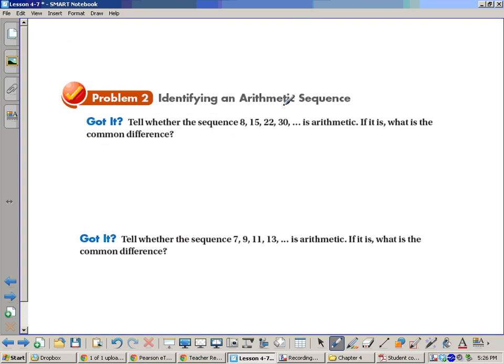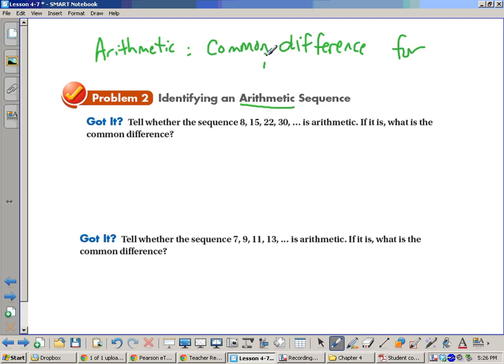Now we're going to talk specifically about an arithmetic sequence. An arithmetic sequence is something that has a common difference for its pattern. So the pattern is created by adding or subtracting. I'm going to fix that right there. So once we've determined the pattern, it is adding the same thing each time.